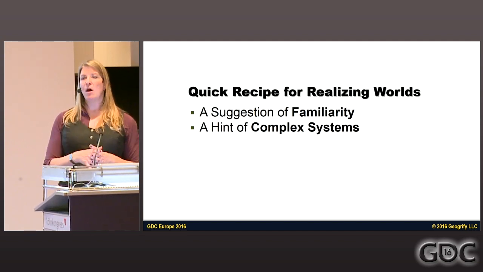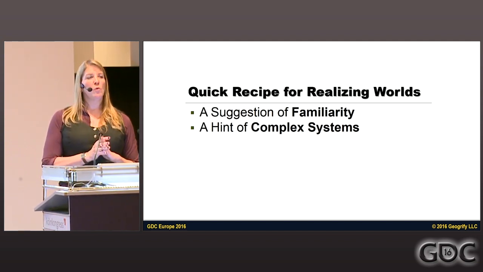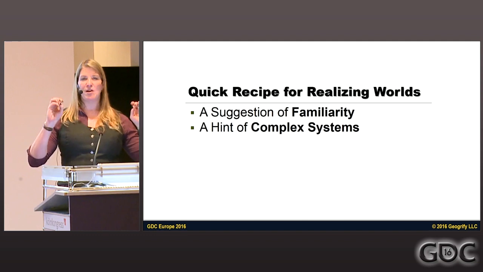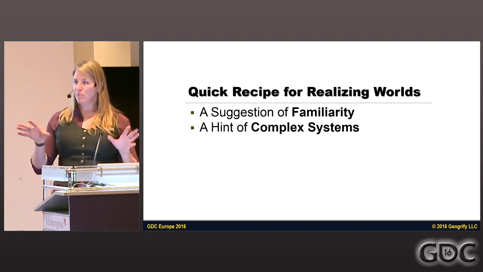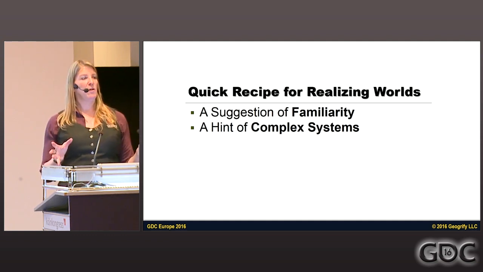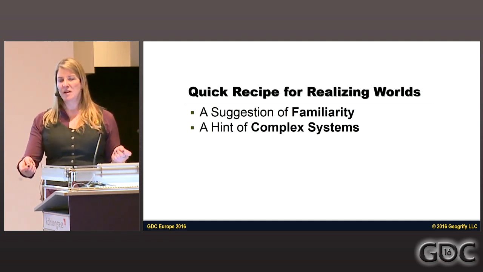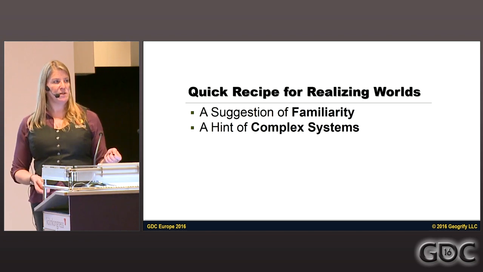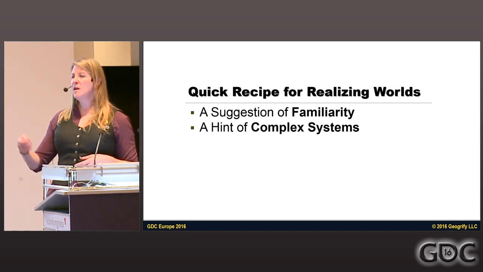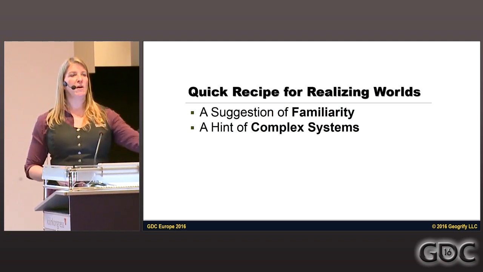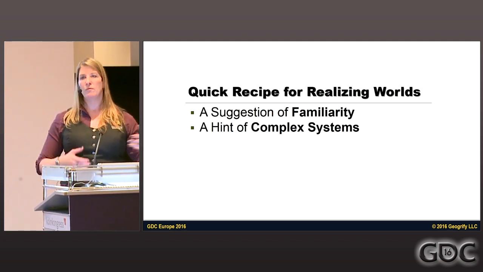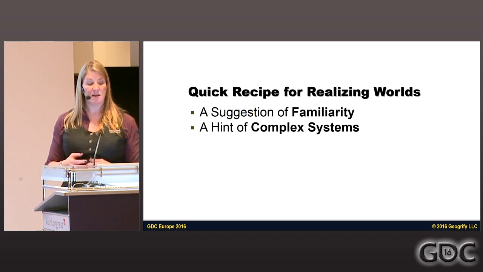We also take a hint of complex systems. We know that our world is incredibly complex. There are so many interrelated systems and complexity out there. We cannot represent all of those in a game, but we hint at those in different ways: by artifacts that are in the environment, by hints that are dropped in the narrative, by characters that show up, and maybe the characters reveal a certain aspect of that world that the player had no idea existed.